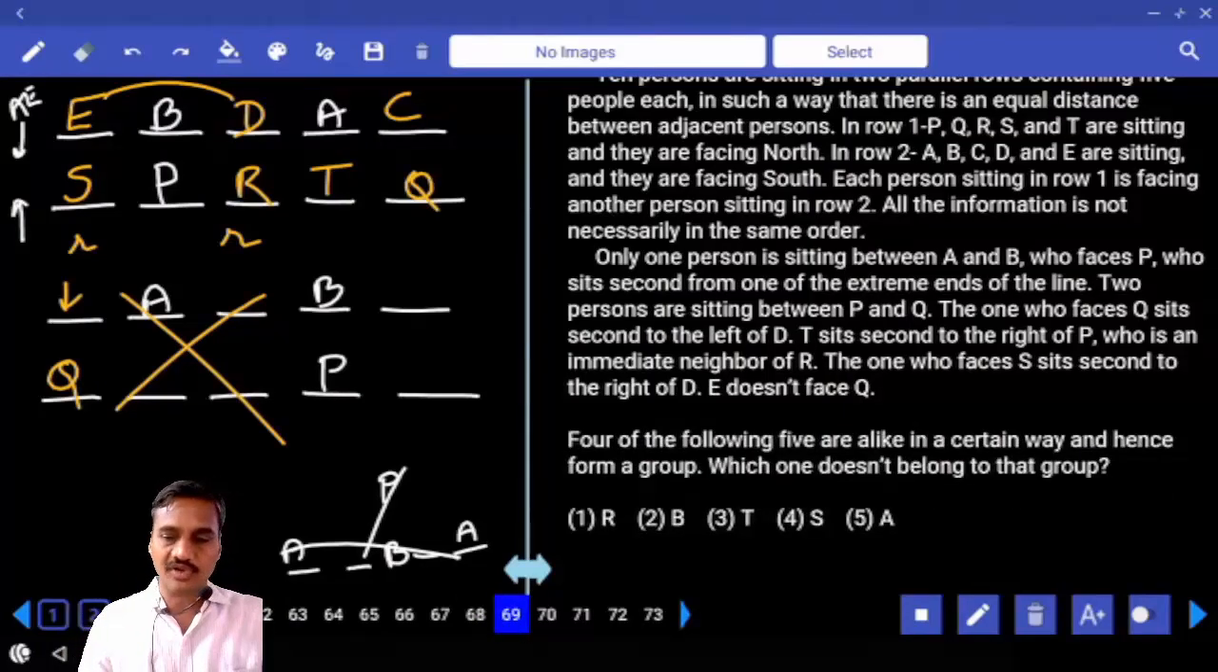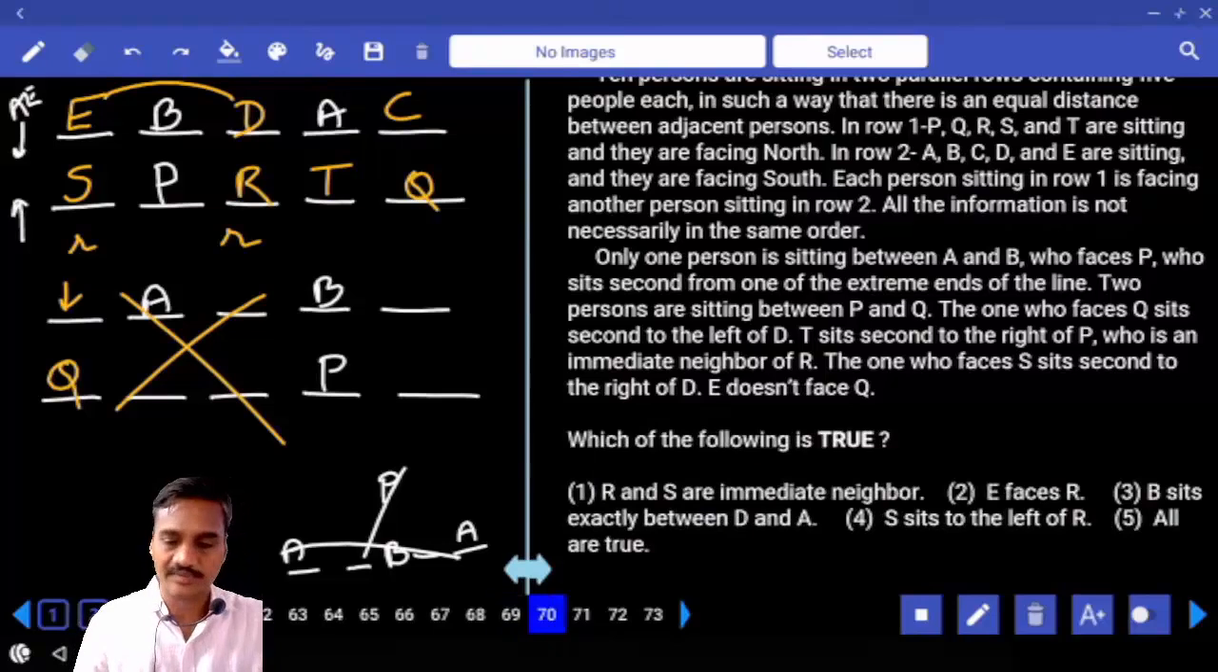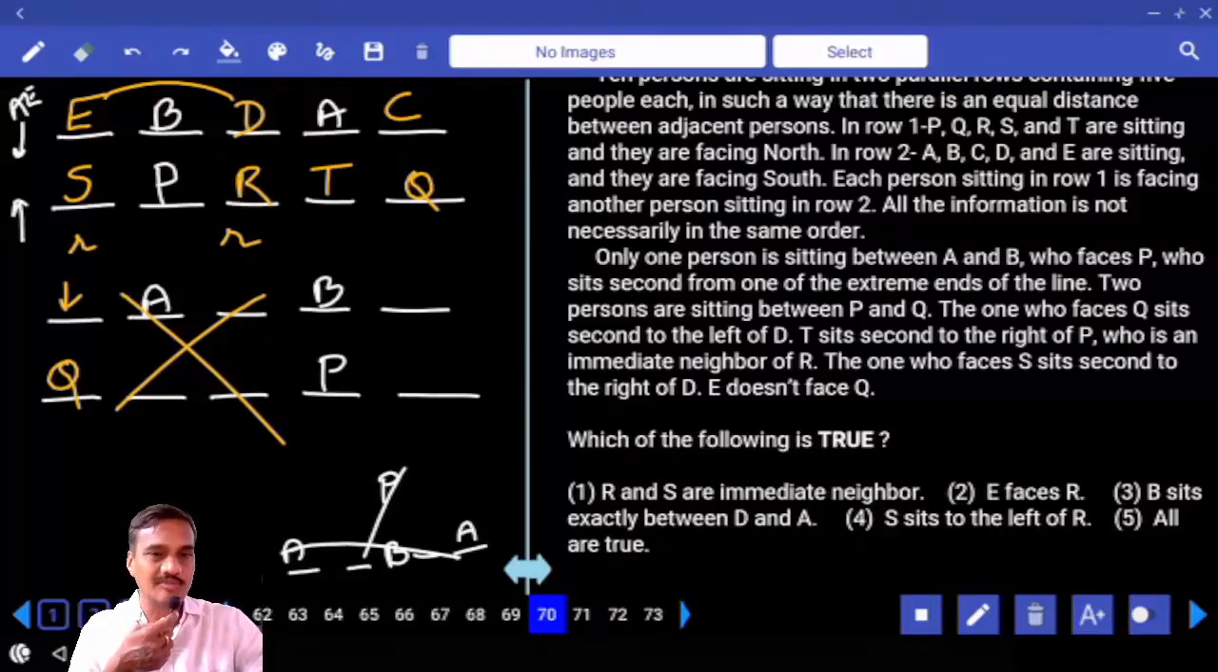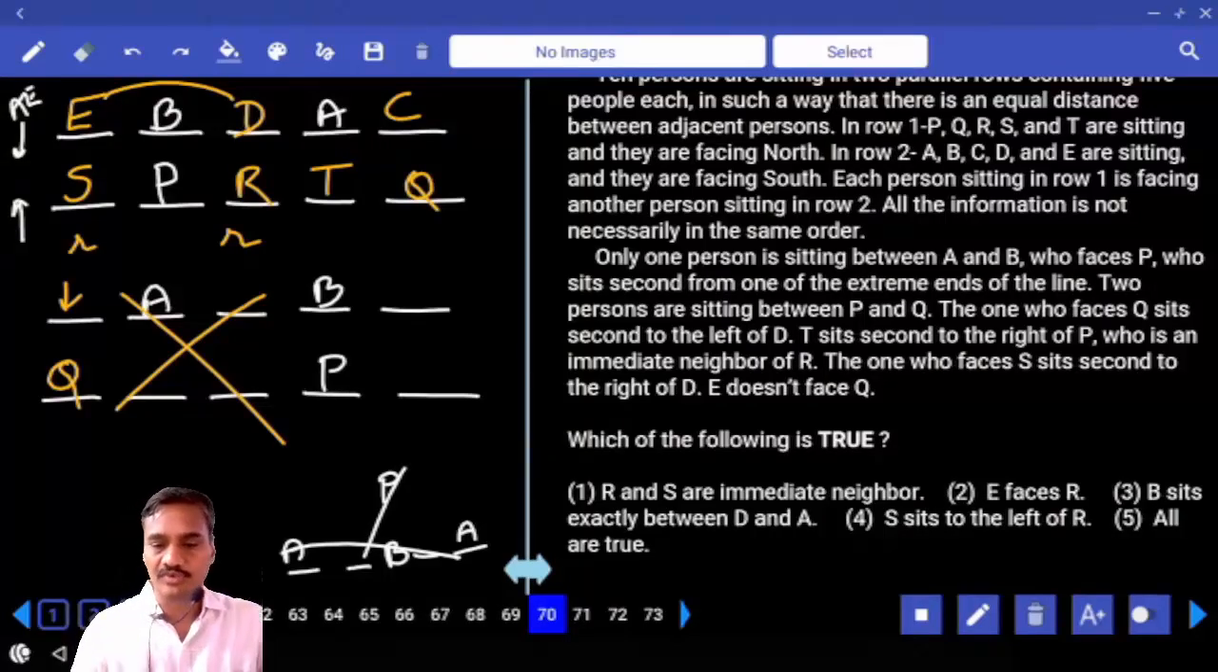Question 69: four out of the following are alike, find the odd one out: R, B, T, S, C. Except for S, the remaining persons are at the center of the line. S is at the corner, that is choice 4. Question 70: which of the following is true? R and S are immediate neighbors, that is false. E faces R is false. B sits exactly between D and A, that is again false. S sits to the left of R, that is definitely true, choice 4.